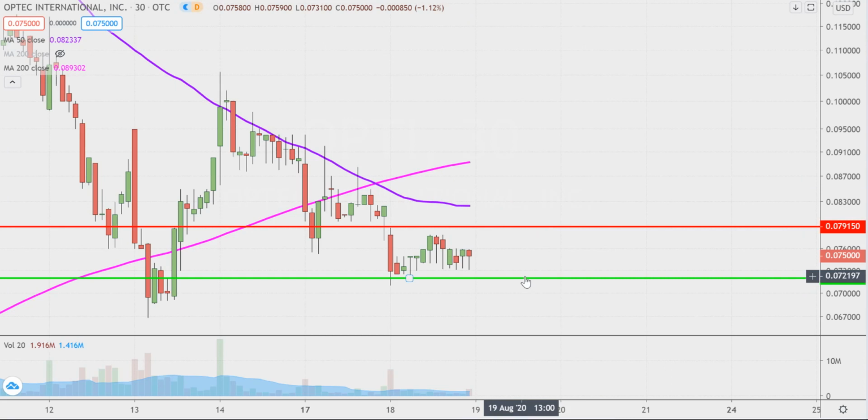Going back to supports, already talked about 0.072. If 0.072 cannot hold up, then the next key level is not until down around 0.068. So keep that in mind. But so far, so good.